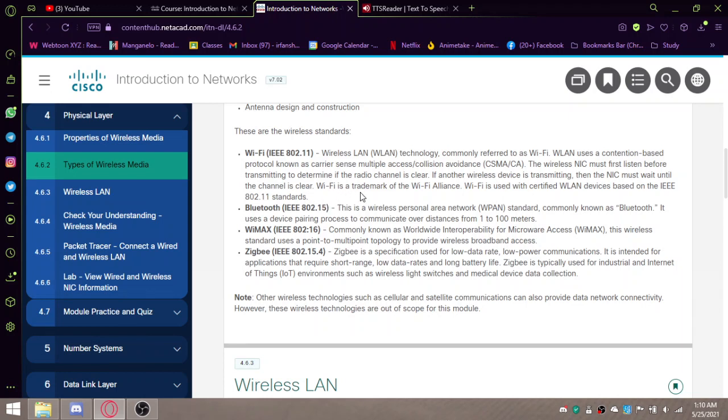Wi-Fi is a trademark of the Wi-Fi Alliance. Wi-Fi is used with certified WLAN devices based on IEEE 802.11 standards. And then we also have Bluetooth. Bluetooth dia punya Institute Electrical Electronic Engineers ya ke?